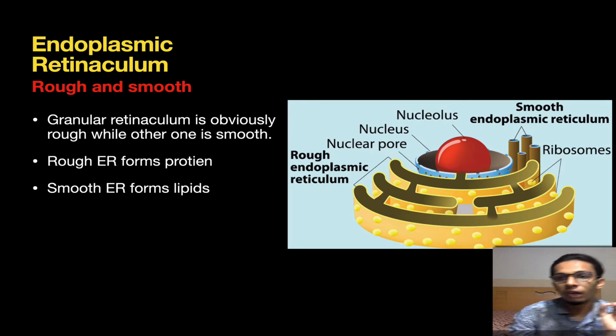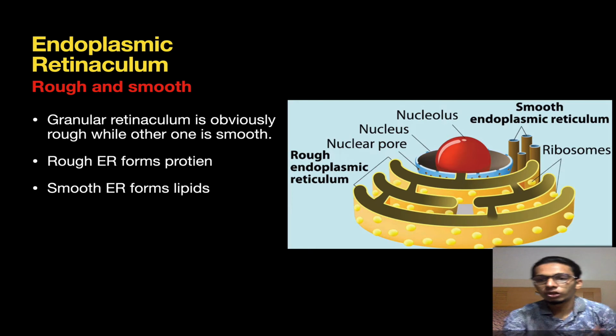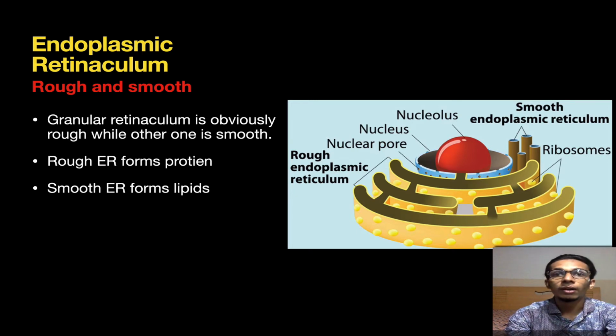rough is going to be rough in nature or in structure, while the smooth is going to be very smooth, just like my laptop fabric or the mic's structure. So that's what I was trying to explain. After it, what's their function? Rough endoplasmic reticulum forms protein, while the smooth endoplasmic reticulum forms lipids.